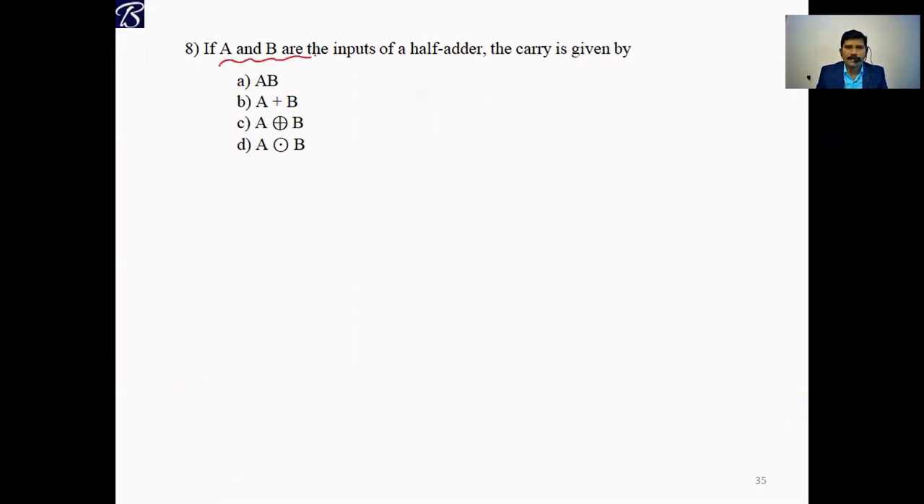If A and B are the inputs of a half adder, the carry of the half adder is, we know that it is AB, right? So option A is correct. Yeah, option A is correct.